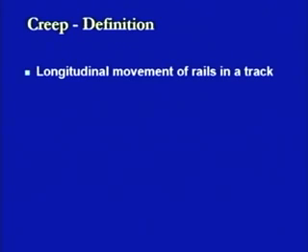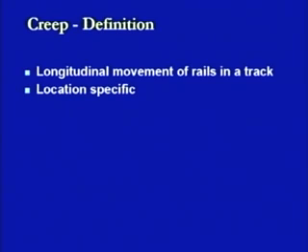So, we start with the definition of creep. The creep can be defined as the longitudinal movement of rails in a track. In the case of the rails, as we have discussed previously also, they are fastened to the sleepers using different fastenings, and therefore, they are assumed to be static in nature. But there are certain reasons due to which these rails start moving in a certain direction, and that movement in the longitudinal direction is termed as creep.